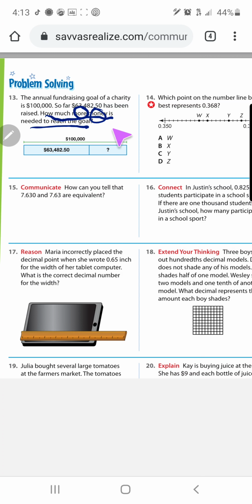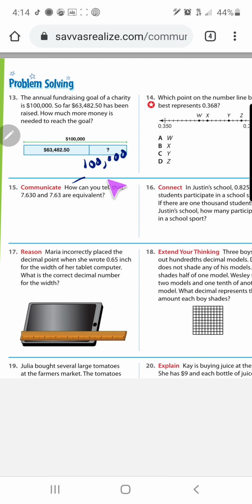So hopefully you understand that this is a difference problem, right? This is the total that you need right there, and this is how much has been raised so far. You still need a certain amount. So the way you do it is you simply find the difference. You align your numbers carefully. $63,482.50, and subtract 100,000 from that. I'm sorry, I did it backwards. My apologies. So it's actually 100,000, which is the total.